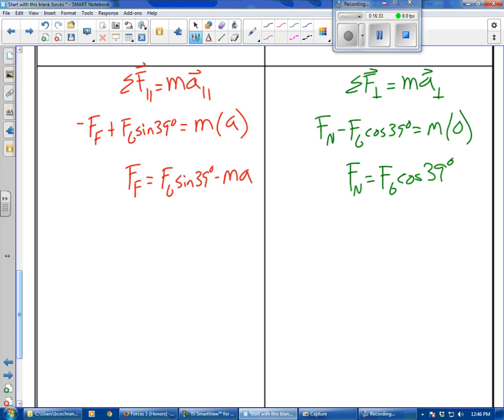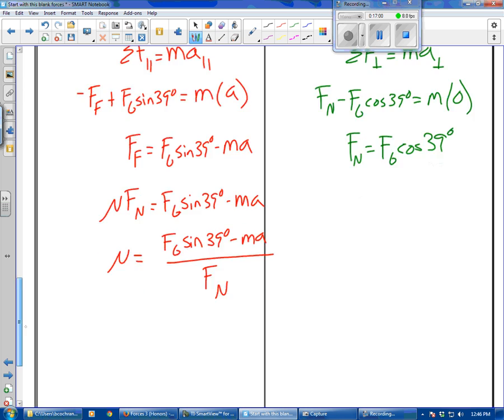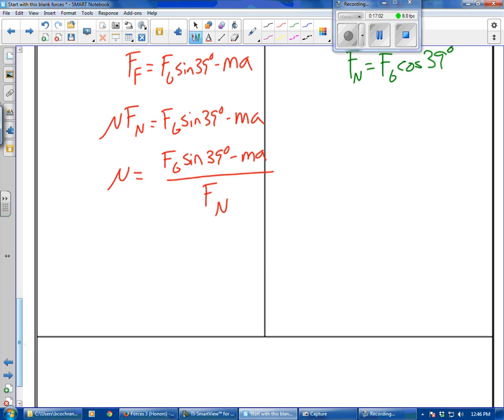Thanks. So mu times force normal equals FG sine 39 degrees minus ma. So mu is going to equal FG sine 39 degrees minus ma over force normal. Lots of fun algebra, right?